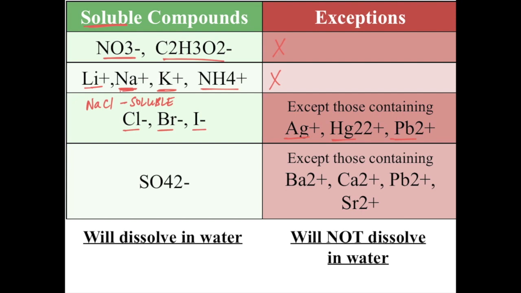But what if we had, I'm sorry, what if we had chlorine that was bonded with silver to make silver chloride? So chlorine is normally soluble, but I look over here at my exceptions and I see that it is not soluble when it's bonded with silver. So silver chloride is going to be insoluble in water. And that was the video that we saw earlier too.